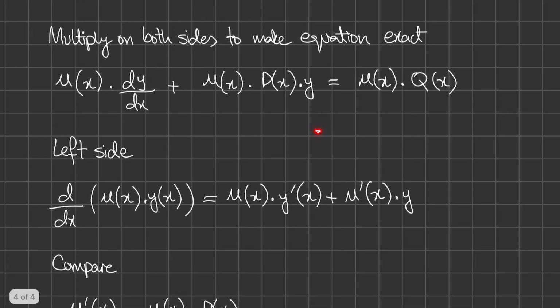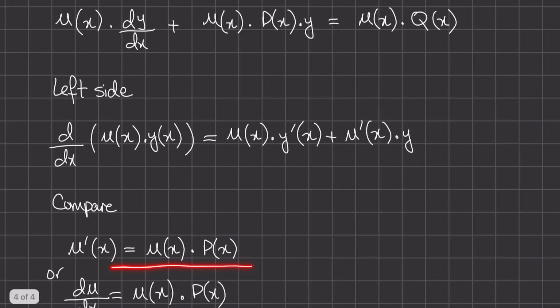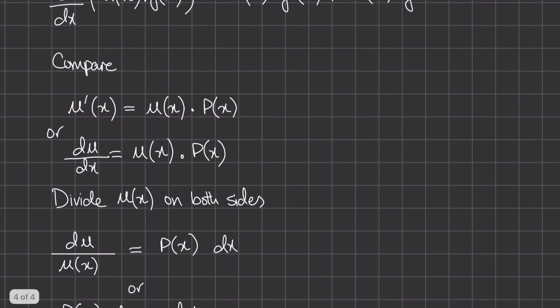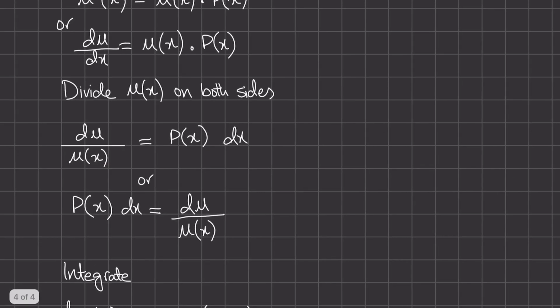Now we focus on the left side. We identify that this is just product rule, or the derivative of mu of x times y of x, which gives mu of x times y prime of x plus mu prime times y. Comparing tells us that mu prime is just equal to mu times p. We can divide mu on both sides in this equation and integrate both sides.